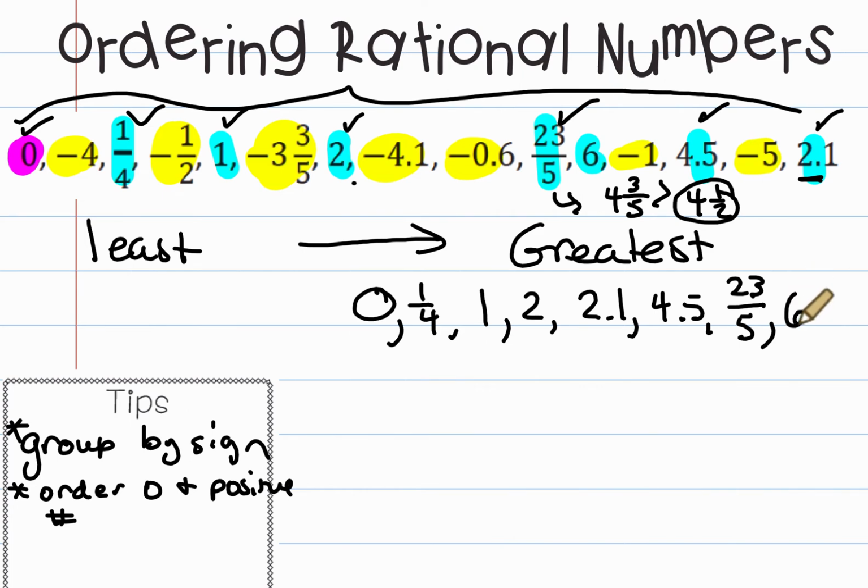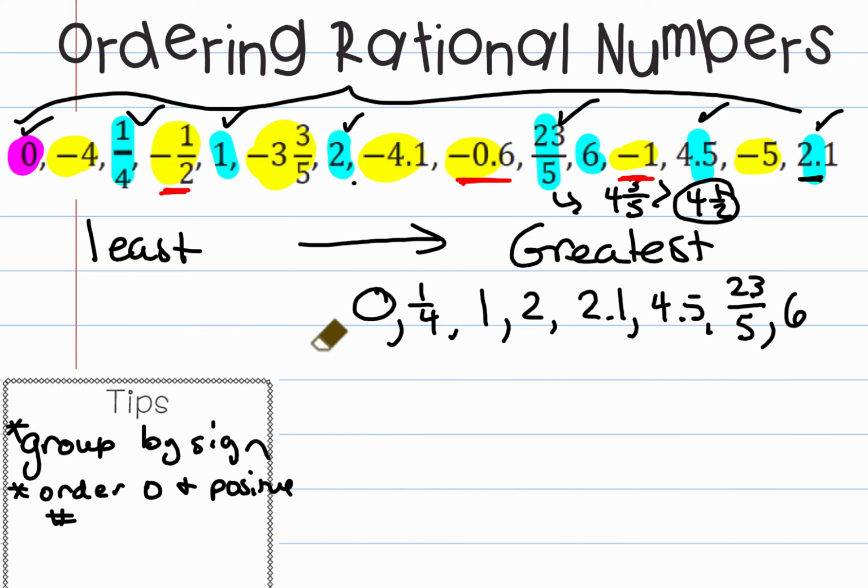So now we're ready to do the negatives. Now remember we said the bigger the magnitude of negativity, the smaller it is. So the most negative number we know is going to be the least. The one closest to 0 is going to go exactly to the left of 0. So which one is closer to 0? So when I'm looking at the negative numbers, I want to look at the ones closest to 0 first.